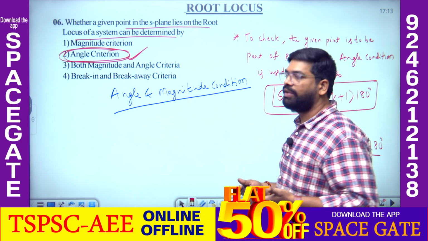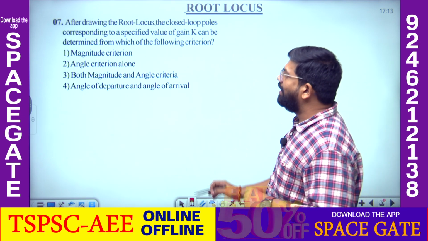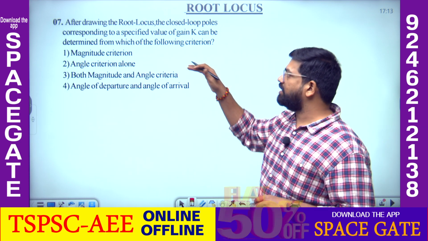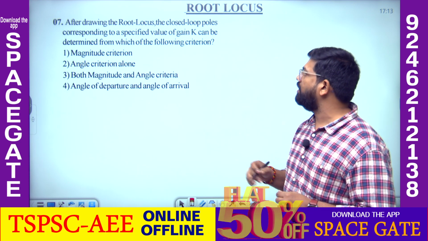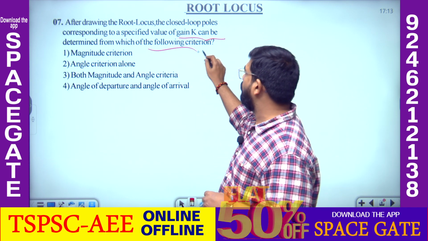Okay. Next, look at the next question here. After drawing the root locus, the closed loop poles corresponding to a specified value of gain k are determined from which of the following criteria?